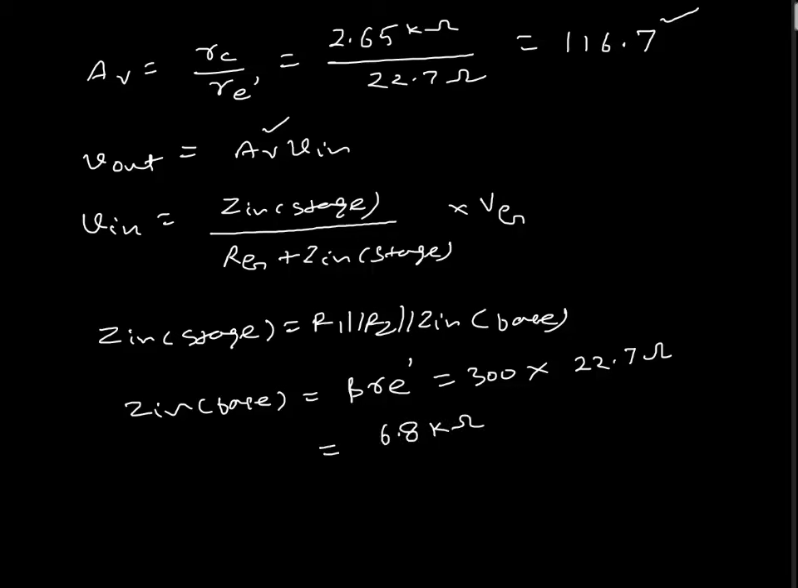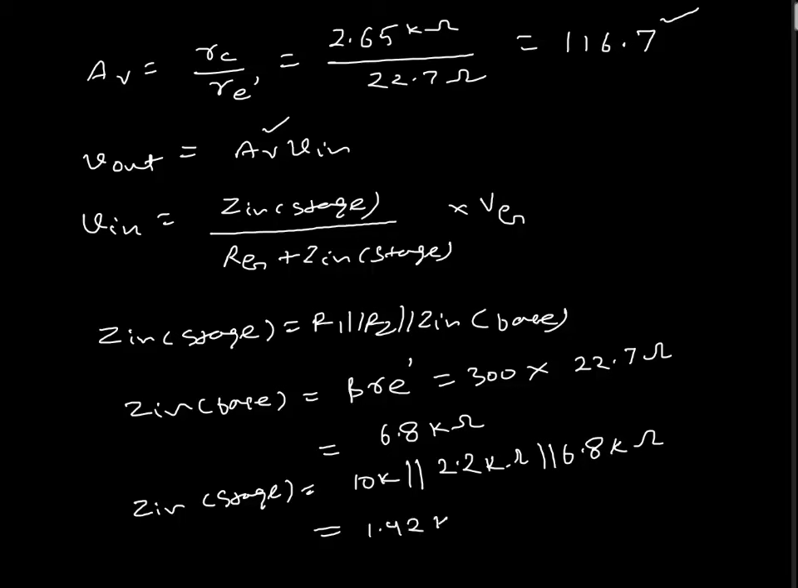Putting this value in Zin stage, Zin stage will come as R1, given as 10 kilo ohm, which is parallel to 2.2 kilo ohm, which is parallel to 6.8 kilo ohm. Again, if we solve this, we will get 1.42 kilo ohm. So this is the value of Zin stage. Now putting all these values, we'll find the value of Vin in this formula.